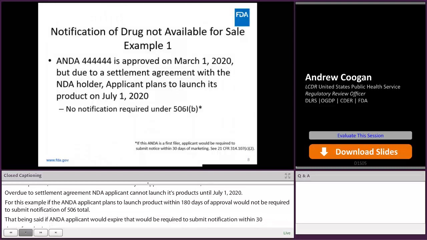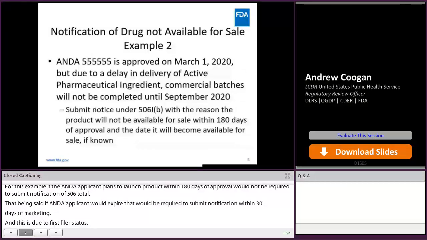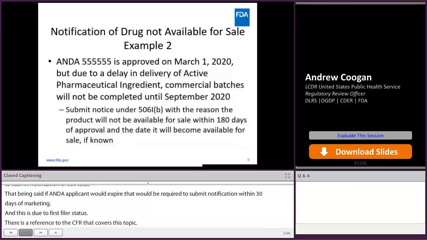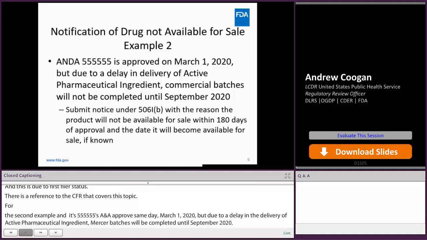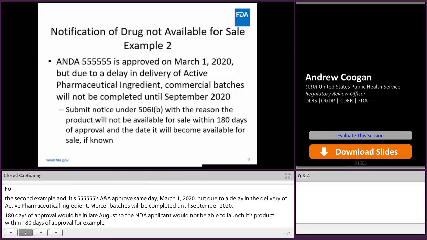For the second example, ANDA 555-555, let's say this ANDA is approved on the same date, March 1st, 2020, but due to a delay in delivery of the active pharmaceutical ingredient, commercial batches won't be completed until September 2020. 180 days from approval would be in late August, so the ANDA applicant would not be able to launch its product within 180 days of approval for this example. Because of this, the ANDA applicant will be required to submit notice under 506IB with the reason that the product will not be available for sale within 180 days of approval and the date it will become available for sale, if that date is known.